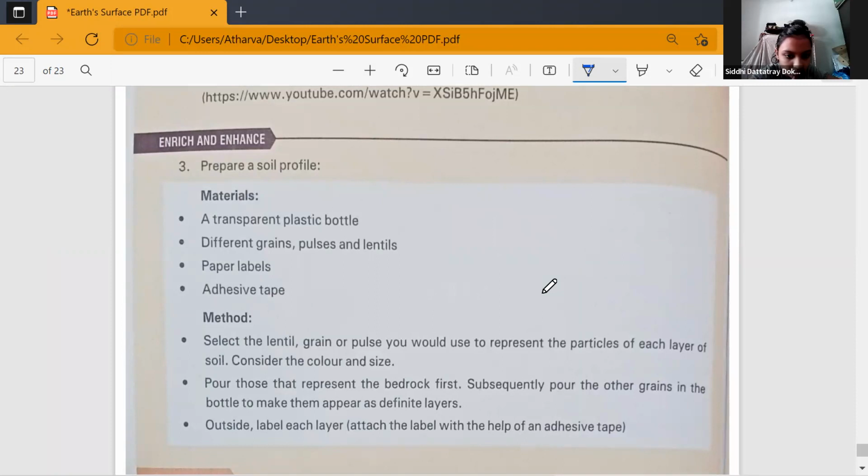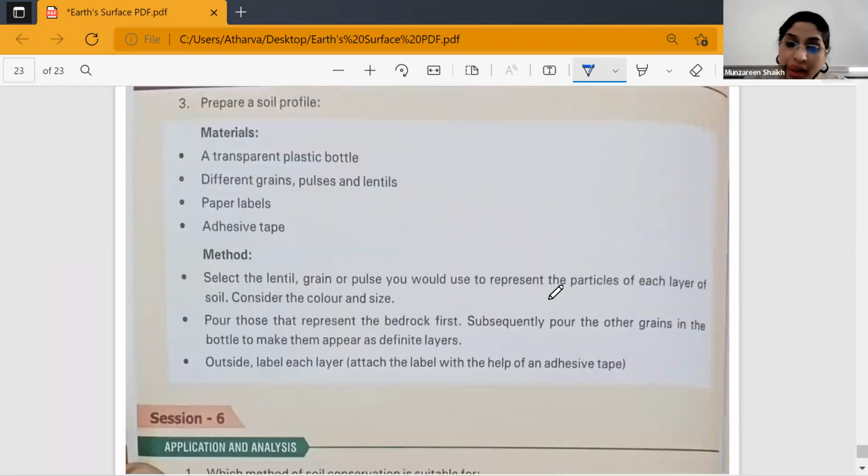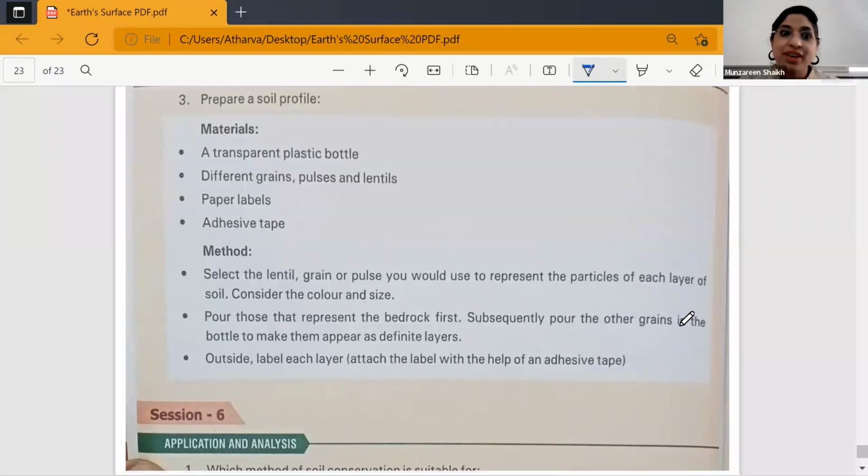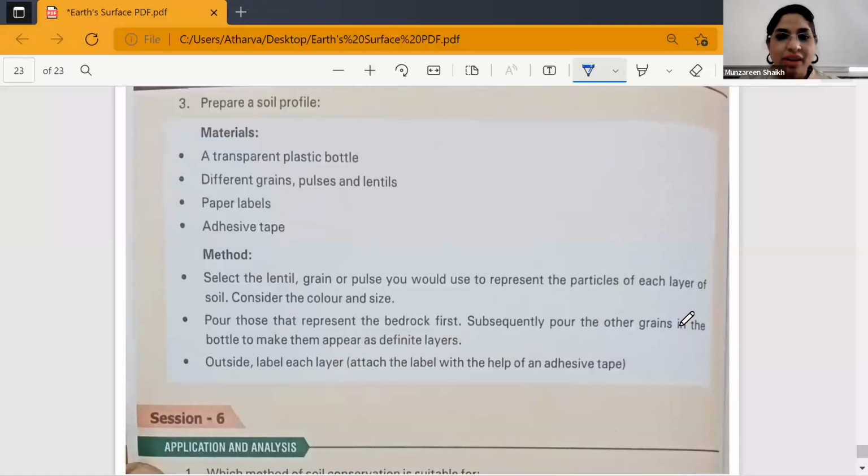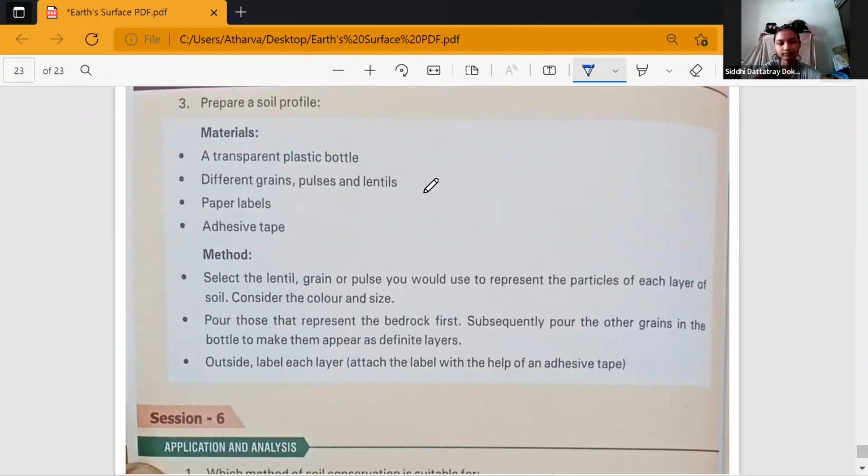All right. Third step, outside, label each layer and attach the label with the help of the adhesive. This is very easy, right? Very easy, very interesting also. Let's see who comes up with something out of the box. Refer to the diagram when you are doing this. How much time will you require for this activity, children? Monday, 10 minutes. Okay, fine. So we will either consider Monday or Tuesday then.